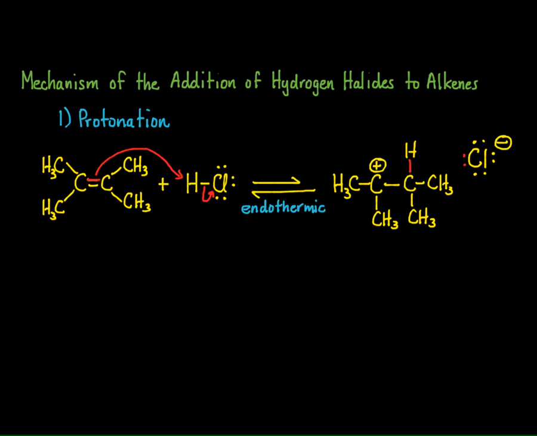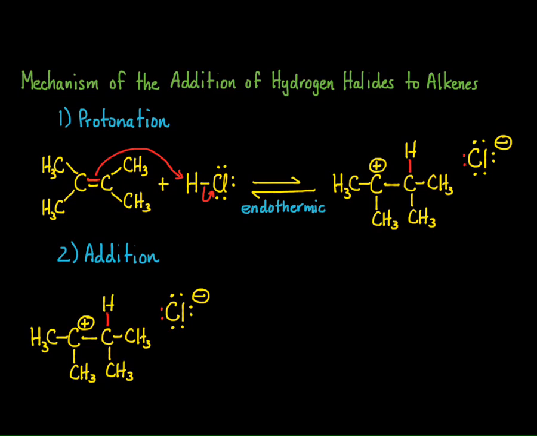So the next step is what's called an addition step. I'm going to take my carbocation, I'm simply redrawing the carbocation, and I'm redrawing the chloride ion. And now that chloride is going to add to my carbocation. The carbocation is electron deficient, has a positive charge. The carbon only has 6 electrons around it, so it's seeking electrons.